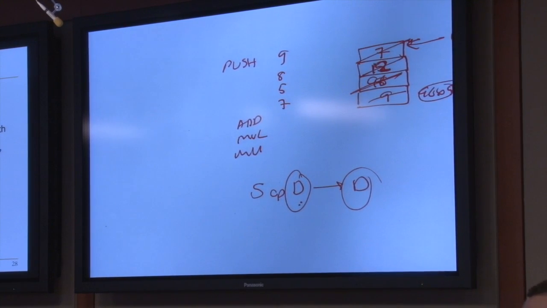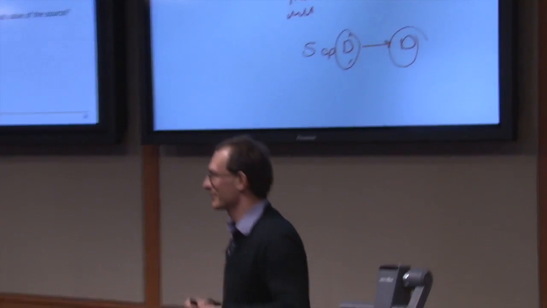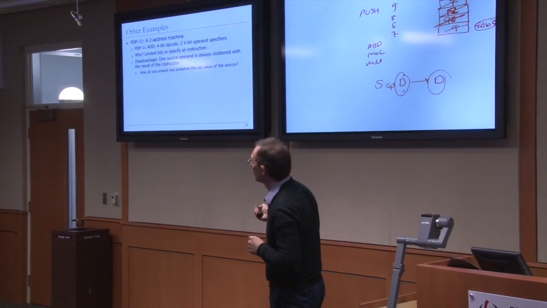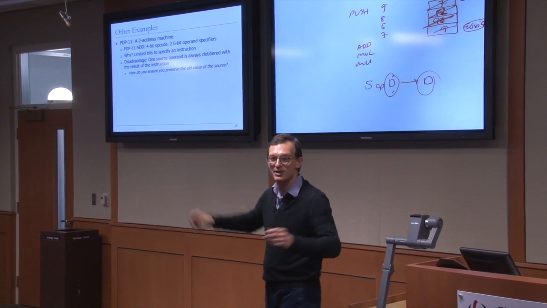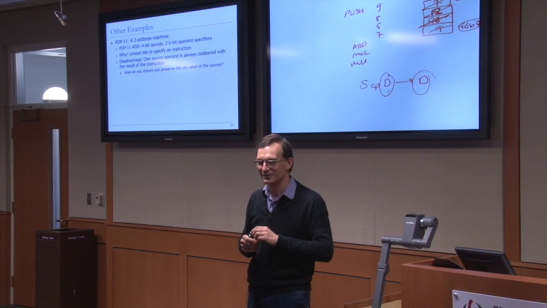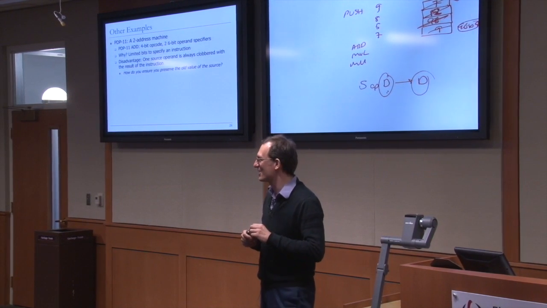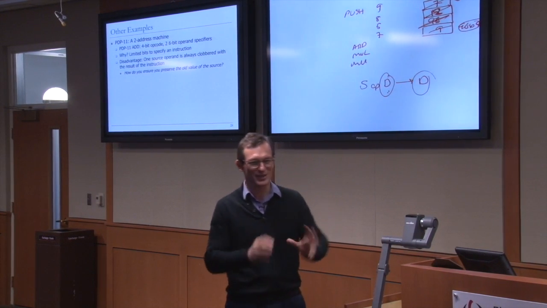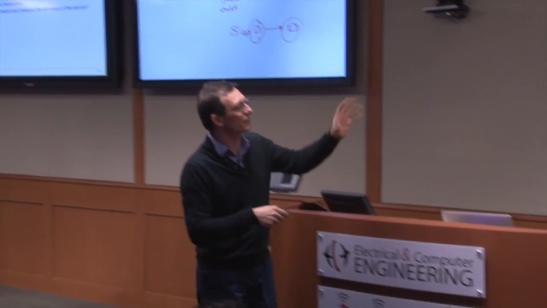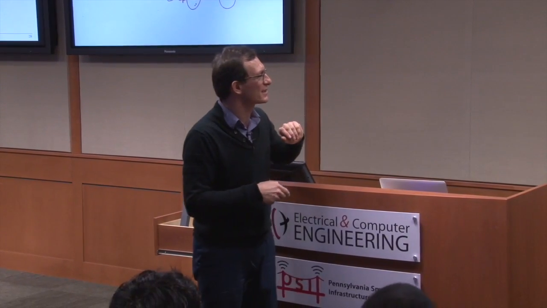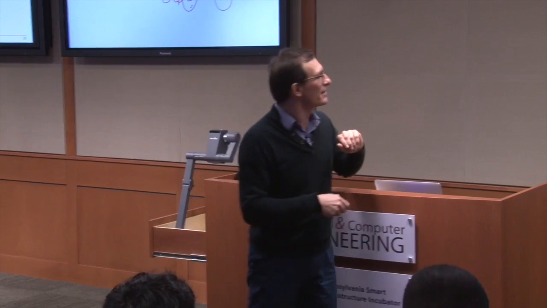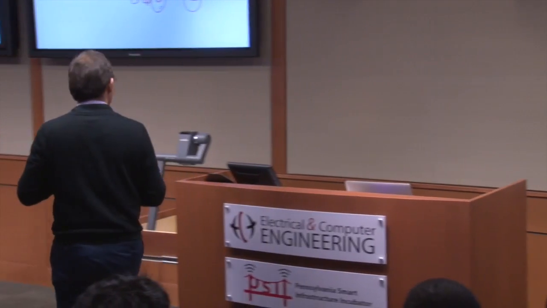Well, what if you needed that value, right? How do you ensure that you preserve the old value of the source? Maybe you use it for some other operation also. You need to maintain copies. That's right. You have to copy it somewhere else, right? Which means that you need to move it somewhere else. So you do a lot of moves or copies before you do this. Okay. Some other examples. x86 is a 2-address machine.